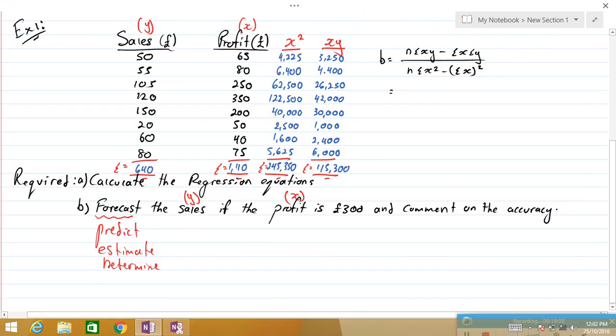So how many numbers do we have? We have 8 numbers, am I right? Now be careful when you plug into the formula, yeah? Make sure you follow the correct X and Y. Don't misplace the value. Okay?